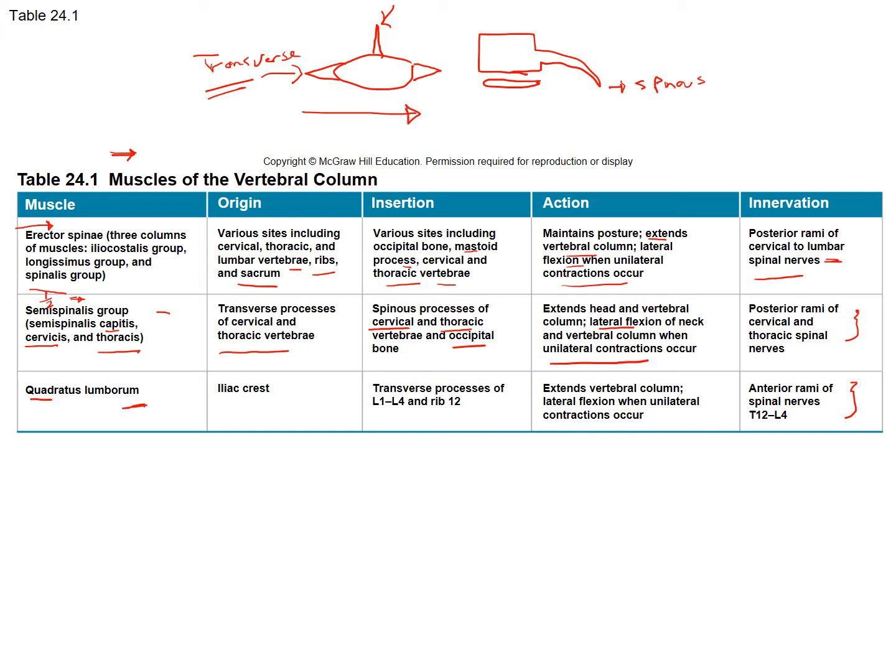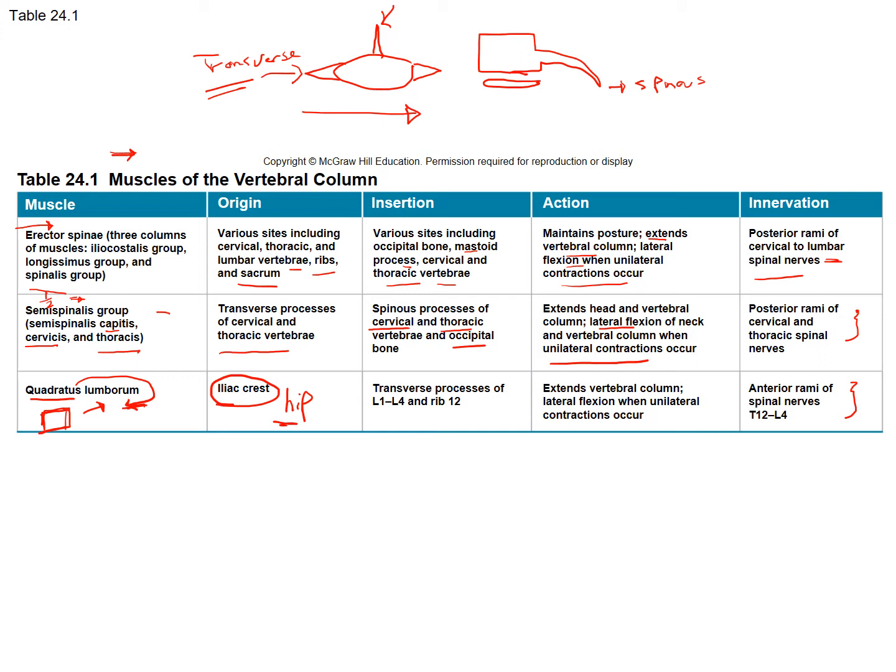Quadratus lumborum, from the name itself, quadratus means quadri, like a quadrum, like this. Lumborum, it covers the lumbar vertebrae. Origin will be the iliac crest. What is the iliac crest? In the pelvic bone, or the hip bone, right? And the insertion will be the transverse process.